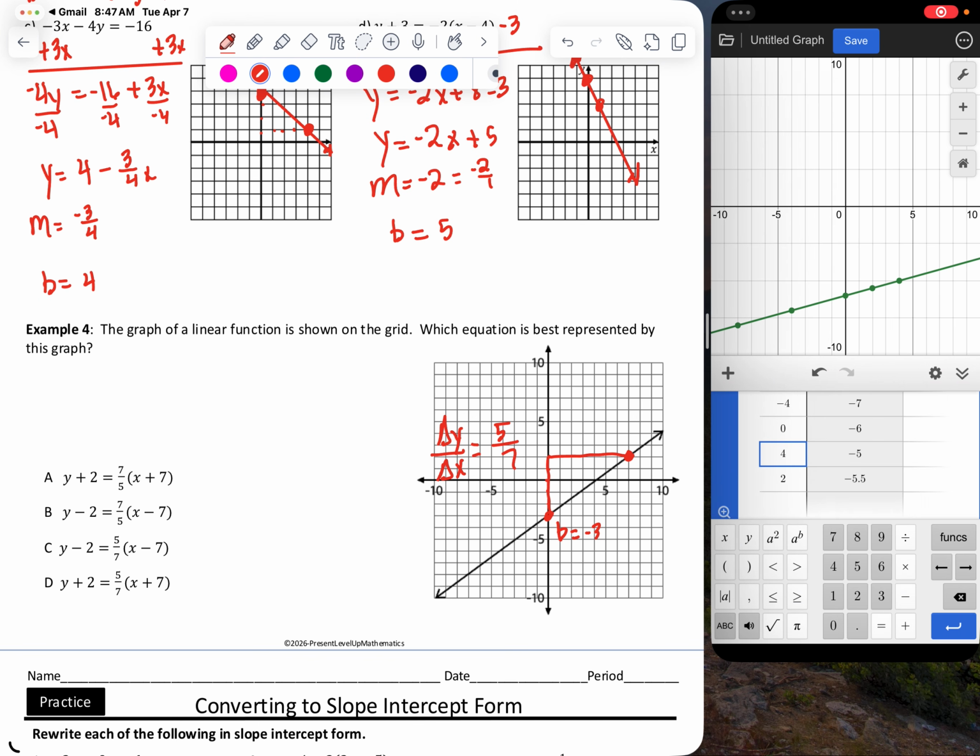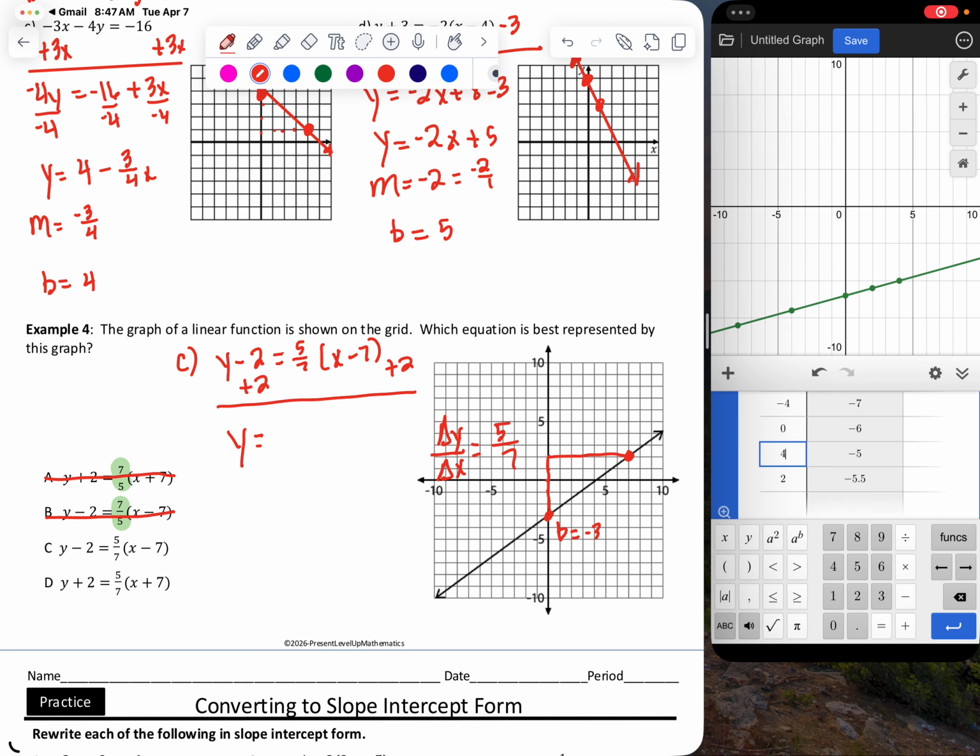Well, if you look at answer choices A and B, we can automatically eliminate A and B. So we only need to check C and D. So let's check answer choice C first. In answer choice C, we have y minus 2 equals 5 over 7 times x minus 7. So I'm going to start out by adding 2.